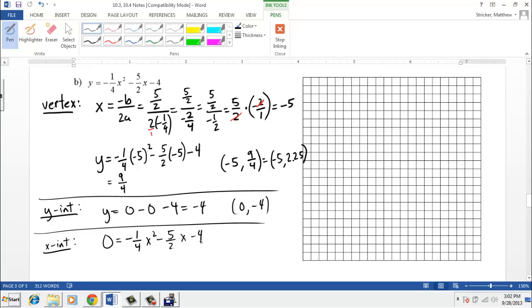And since this is now an equation with fractions, let's go ahead and clear the fractions by multiplying by the least common denominator. Let's multiply by 4 and times 4 and times 4 and times 4. Here the 4's cancel. Here 2 goes into 4 twice. So 4 times 0 is 0, giving us negative x squared minus 5 times 2 times x, or minus 10x, minus 16.